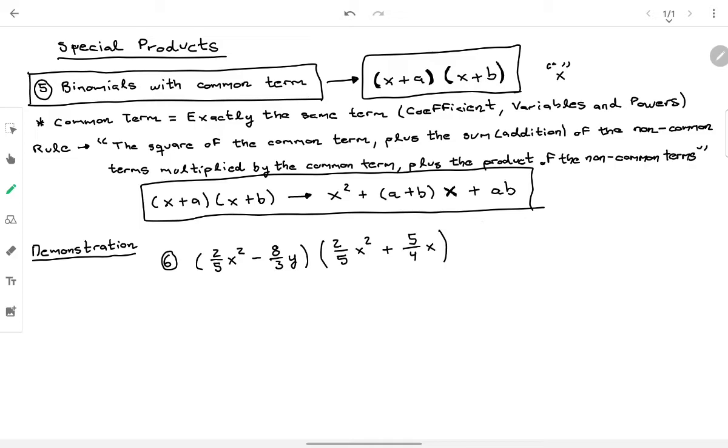So what happens if we have something like this? Don't worry, it's the same. We have a common term that is 2 over 5x squared. That is our common term. So the rule is the common term squared, plus the addition of the non-common terms, multiplied by the common term, plus the product of the non-common terms.